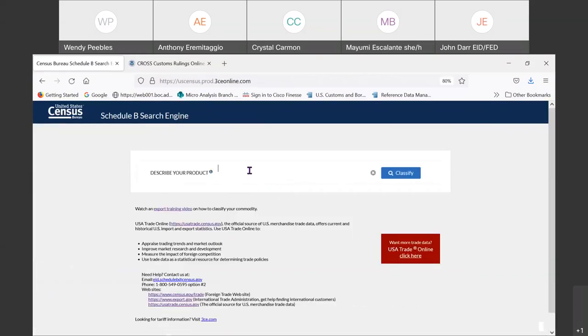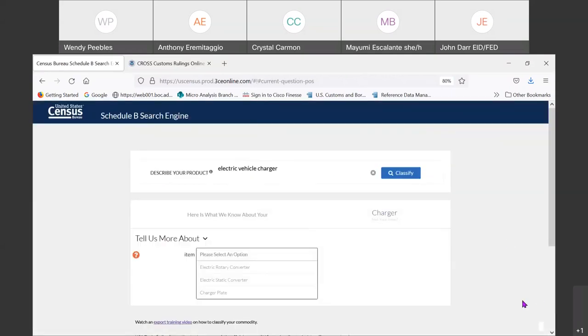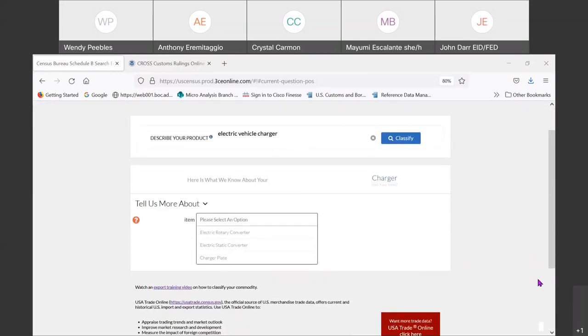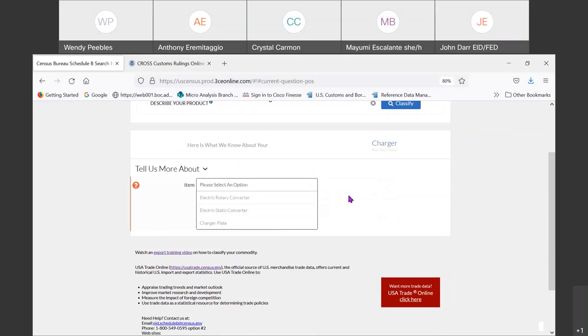So I'm going to go back in. Electric. Okay, so once you tell the search engine what it is, it'll make some assumptions based off of how you described your product. So what it's telling us in this first section is here's what we know, that we told it was a charger. Based off of what we tell it, it's going to need to know more about our product. So we're just going to work through this list and see what happens.